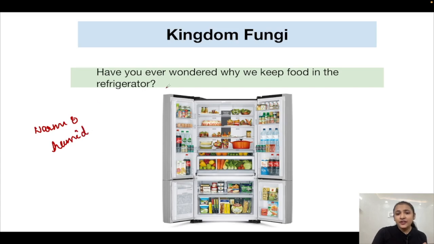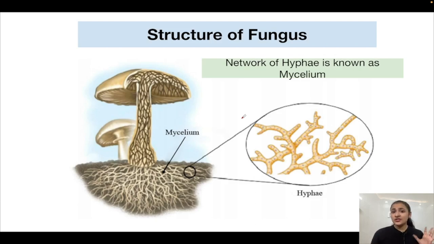Whereas in refrigerators, the temperature is cold. So fungal growth is not possible in refrigerators, okay? Fungus becomes inactive. Even bacterial growth is not possible because they also become inactive. Fungi need warm and humid places to grow. That is why we keep fruits in refrigerators to preserve them for a longer period of time, so that they stay fresh. Okay. Now coming to the structure of fungus.